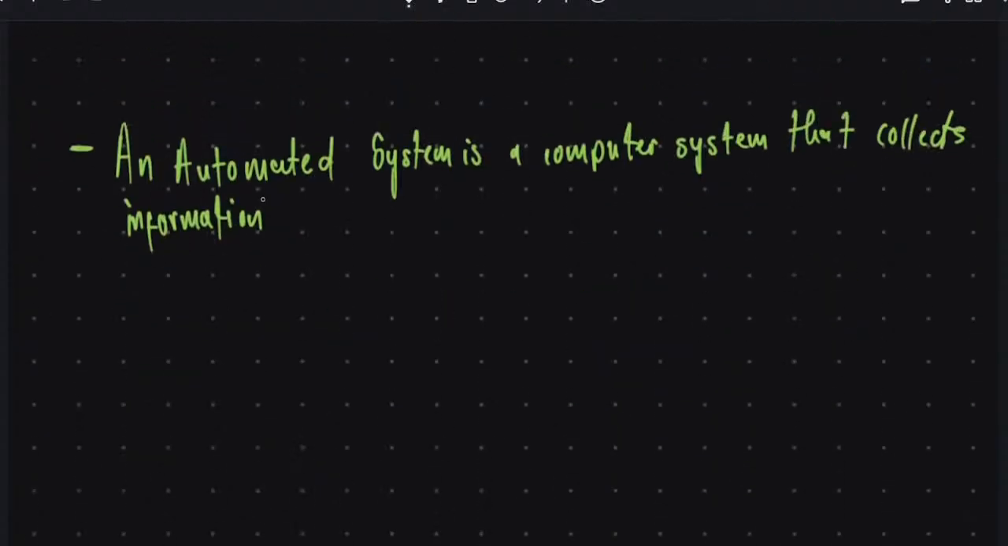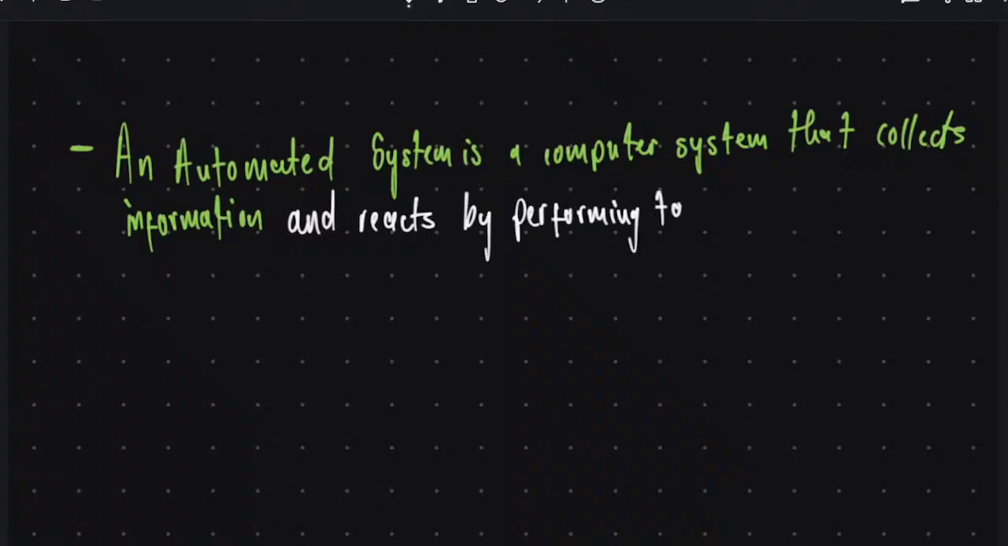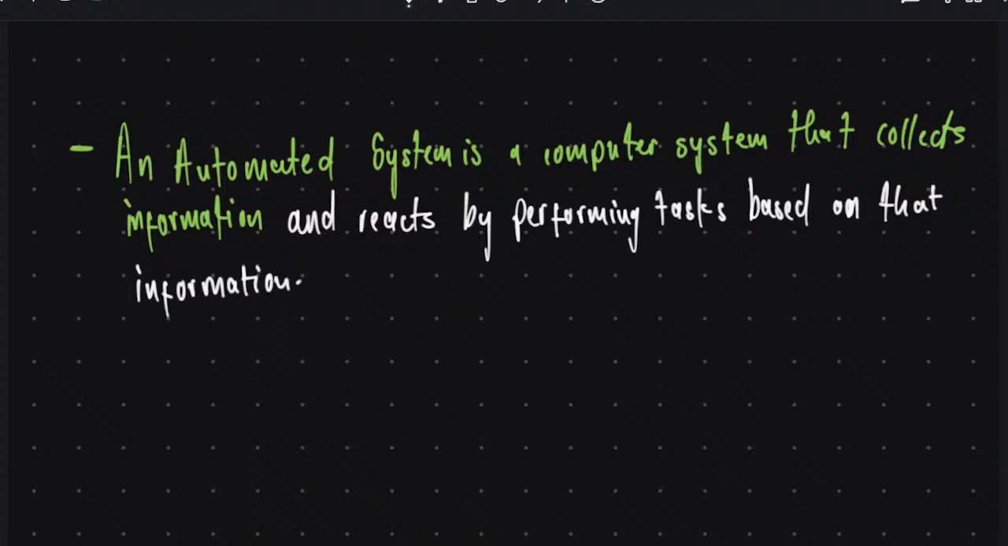It collects information from the environment and reacts by performing tasks based on the information it has collected. So it will collect information from the environment and it will react. That's an automated system. It mustn't wait for you to make it react.